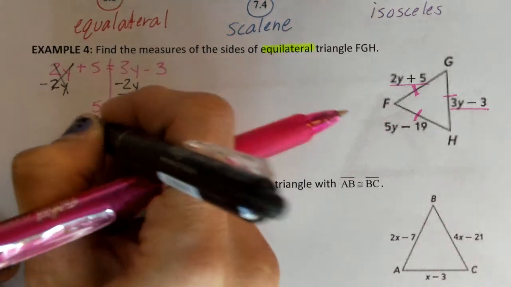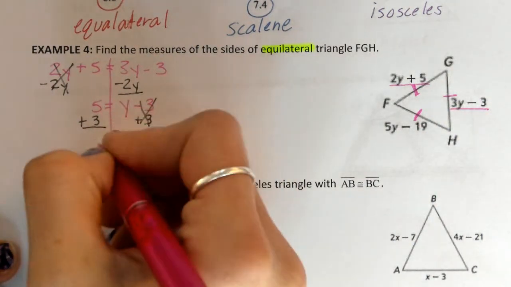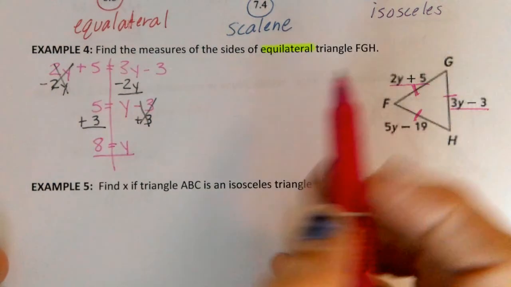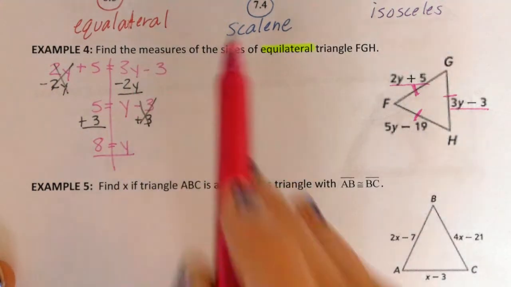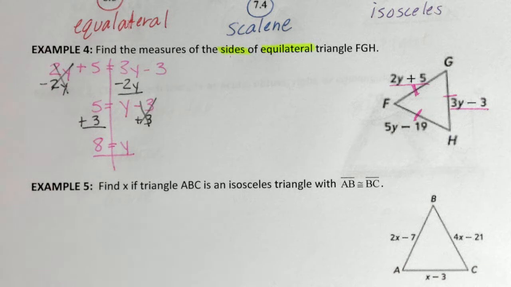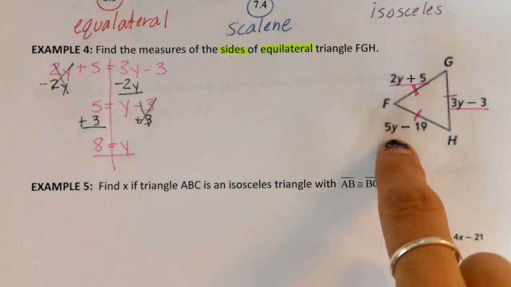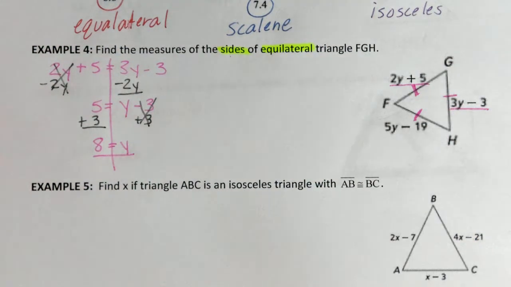Add 3 to both sides. The right side cancels. All I have is y equals 8. Now I did want the measure of the sides here. So make sure we see I've got to substitute back in. Again, guys, don't spend your time plugging into all three of these. We already know it's equilateral, all three sides are the same. Choose one to substitute back in for.